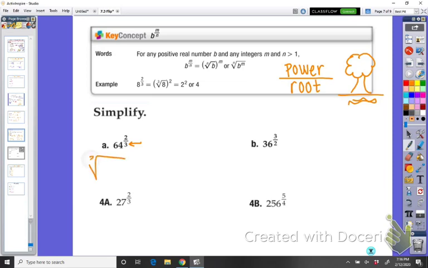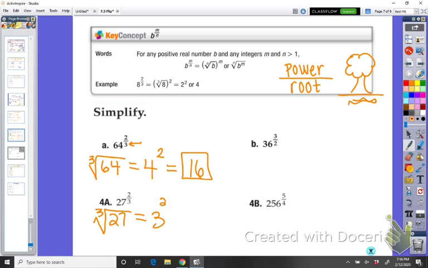So this means the cubed root of 64. So some number times itself 3 times is 64, which is 4. And then we're going to square that. So 4 squared is 16. 4a, I want the cubed root of 27. So a number times itself 3 times is 27, which is 3. And then we're going to square that. So 3 squared is 9.